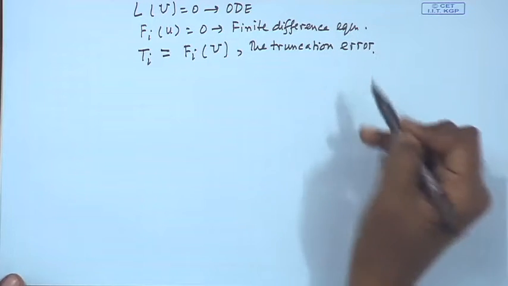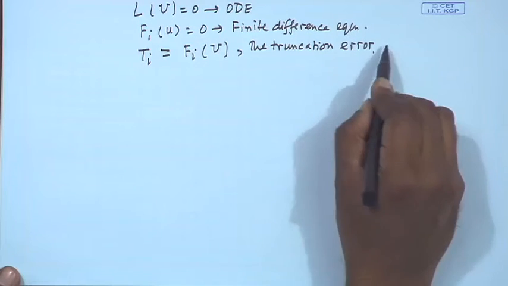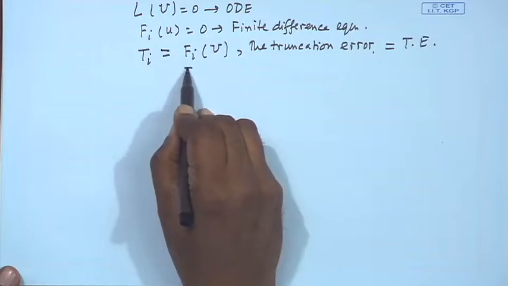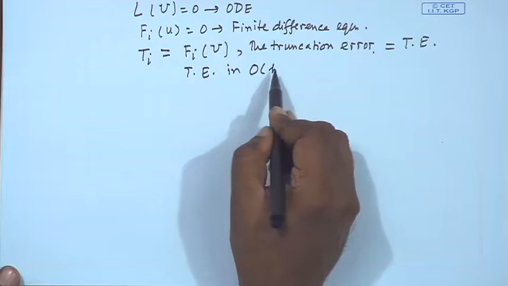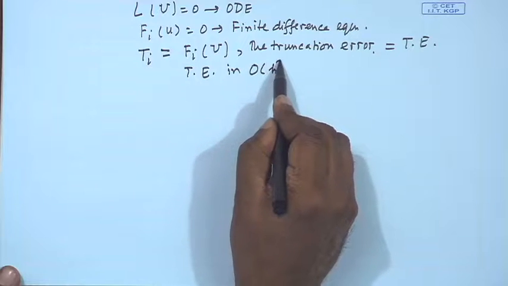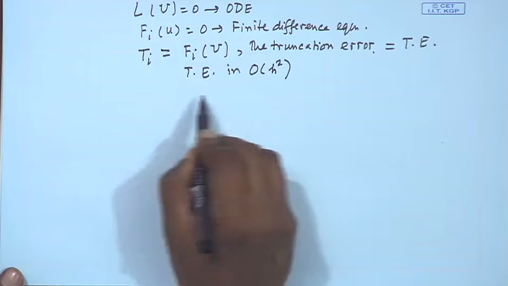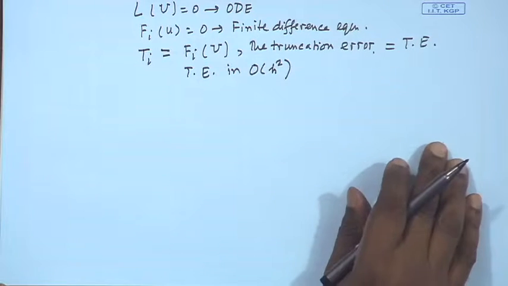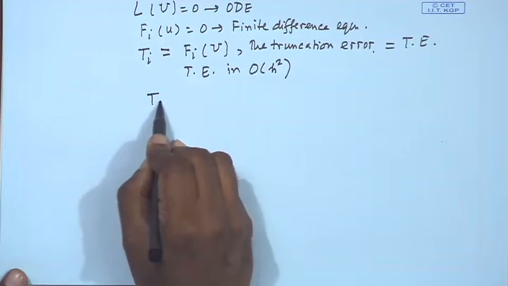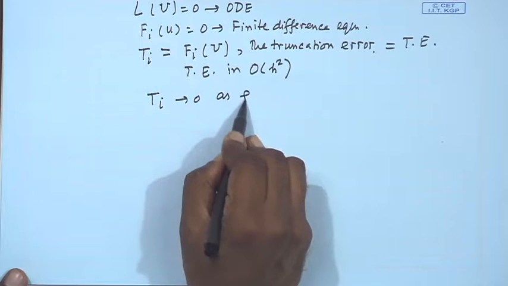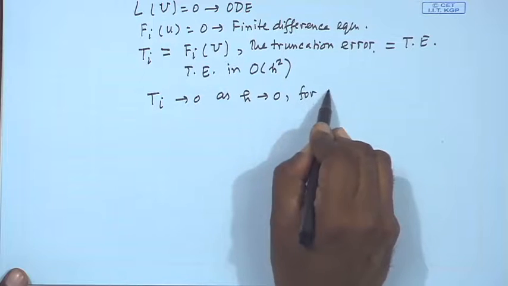Normally, an order of estimate of the truncation error is important. That means we have to write the truncation error TE in order of H, or TE in order of H square for the central difference scheme, and so on. Normally, the truncation error should be expressed as an order of least power of H, as we have mentioned before. So, Ti should tend to 0 as H, the step size, tends to 0 for consistency.